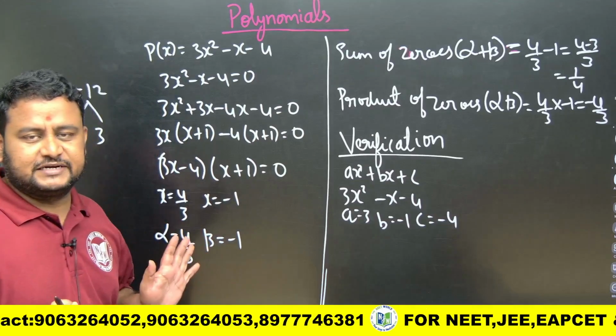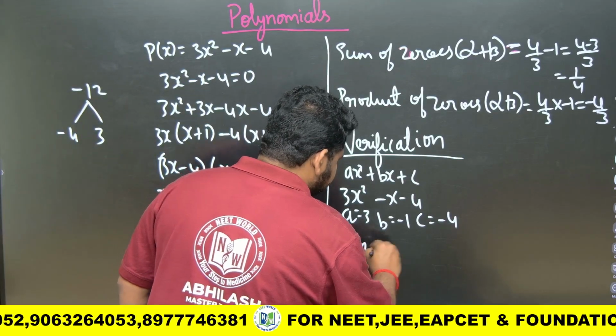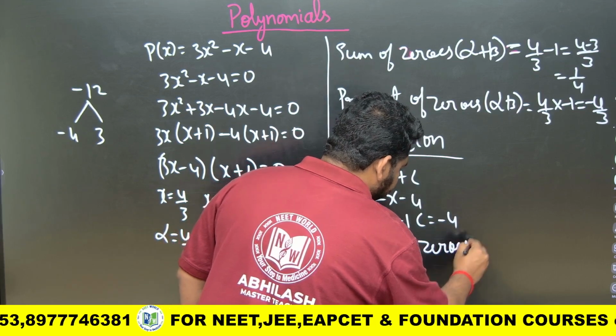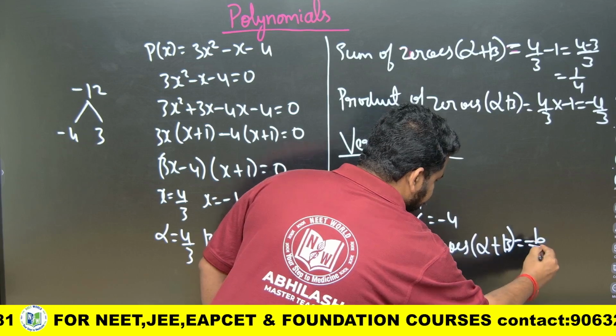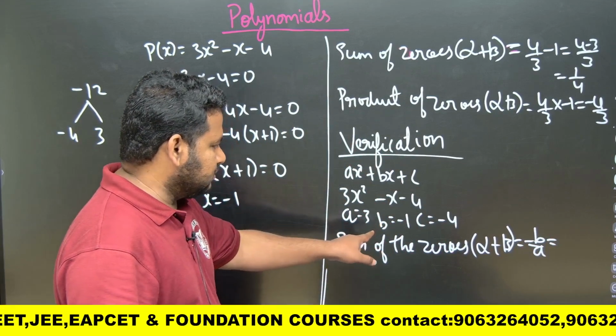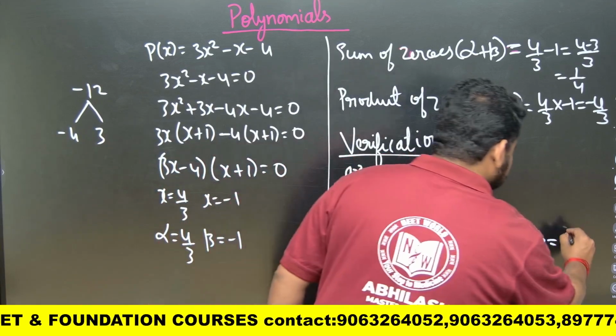Now what we have to do? Use the formula method, that is the sum of the zeros. Sum of the zeros, that is alpha plus beta, is equal to minus b by a. Here b is minus 1, so minus b will become just 1.